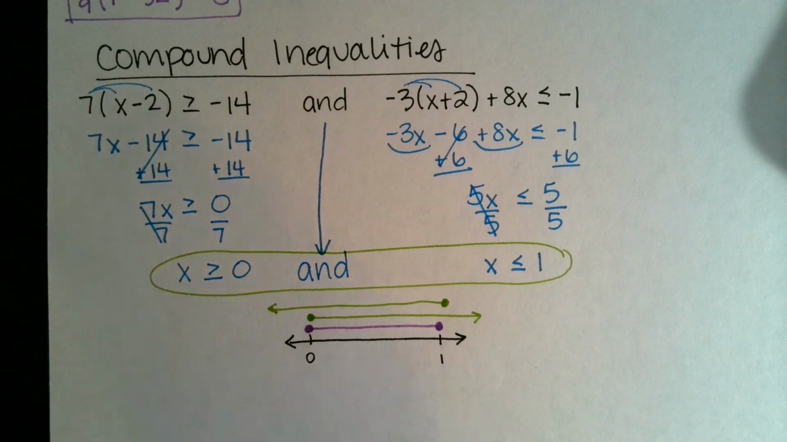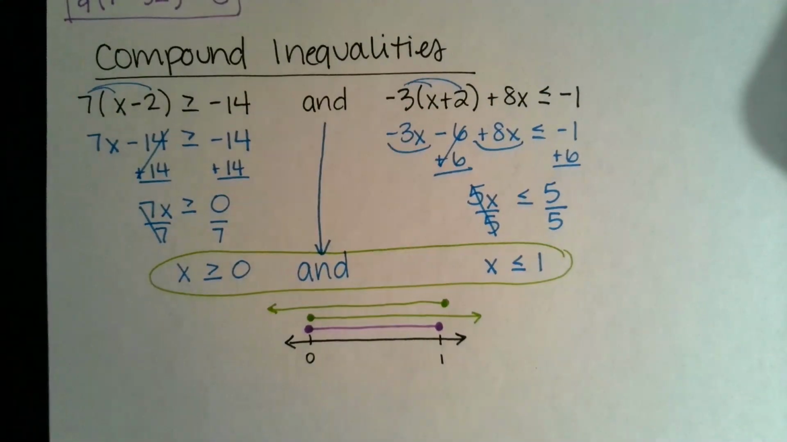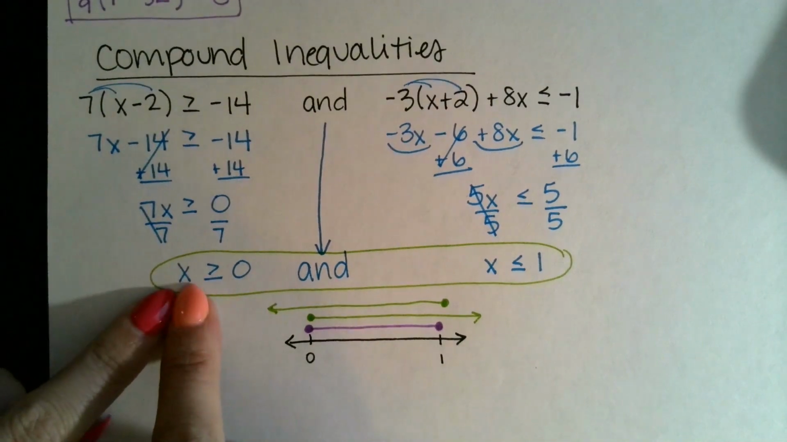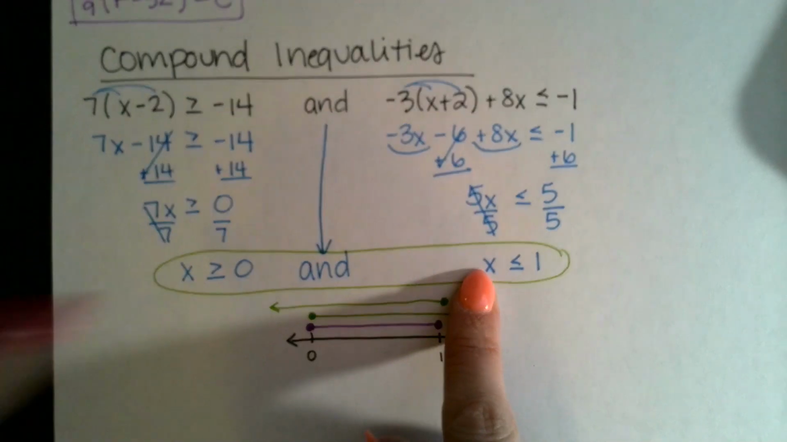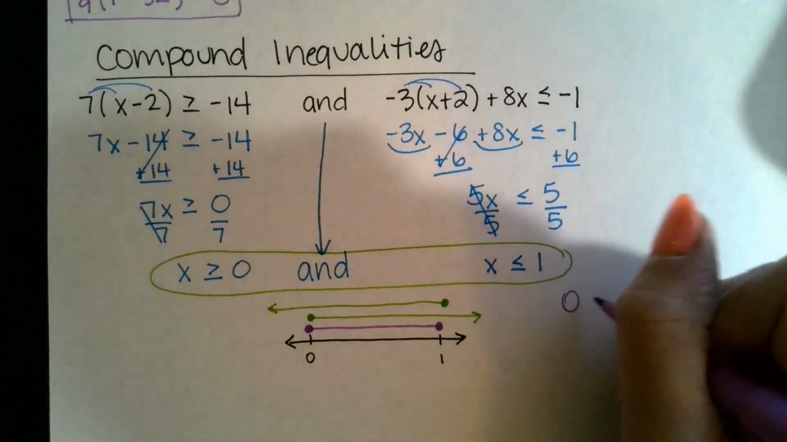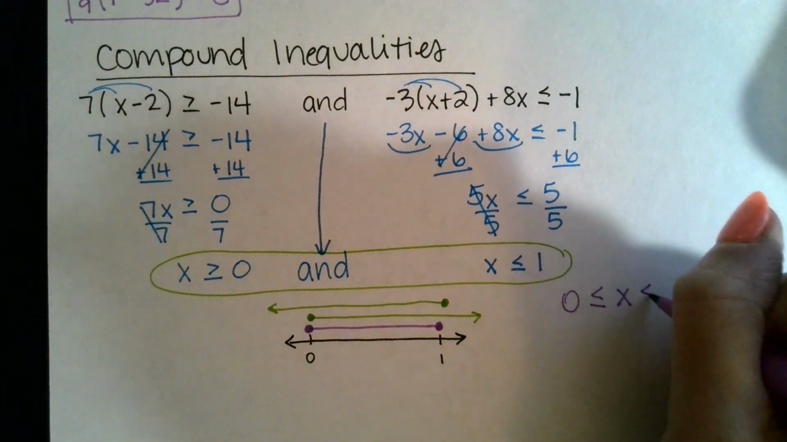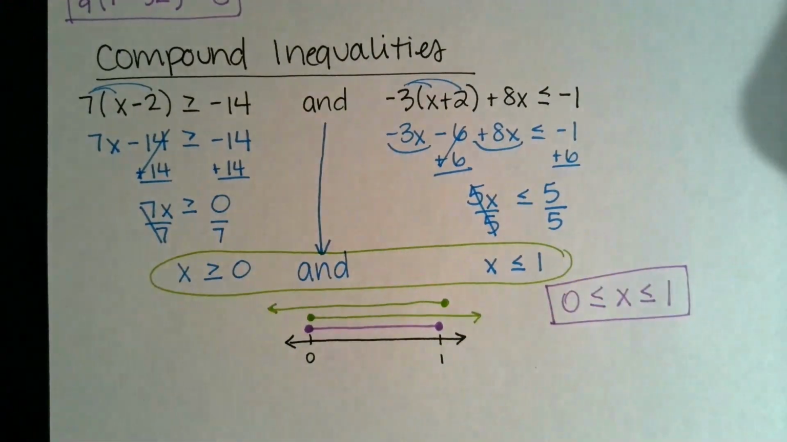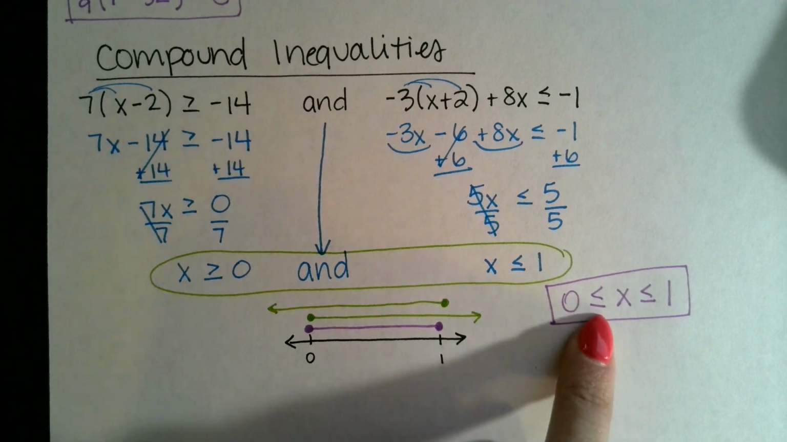The other thing they could ask you is which statement represents the solution. And it could look like x is greater than or equal to 0 and x is less than or equal to 1. Or it could look like this. This is compact form and is also equivalent. You should remember that from the Delta Math, right? Because when you did the Delta Math, they didn't give you the word "and." You had to write it in compact form.